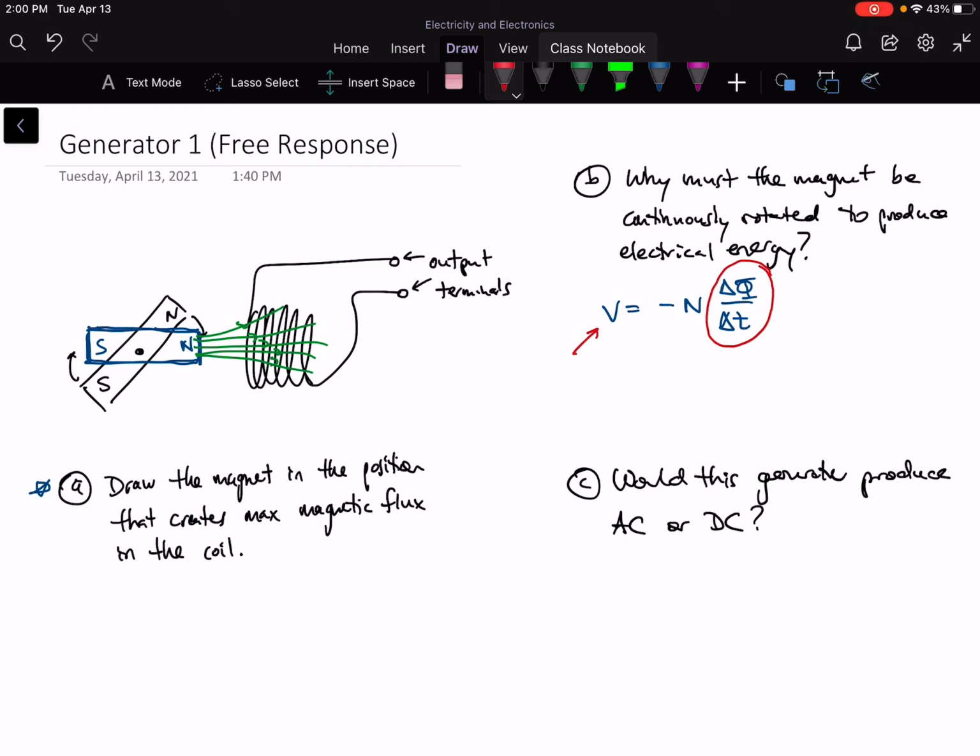So if you weren't continuously rotating it, if you just gave it a little spin and then let it coast to a stop, you would temporarily be changing the magnetic flux because this thing would be rotating here. And at this point, if you imagine it in this position, you'd be reducing the magnetic flux, and then it comes back around and increases the magnetic flux. And so a continuous rotation is required to have a continuously changing magnetic flux.